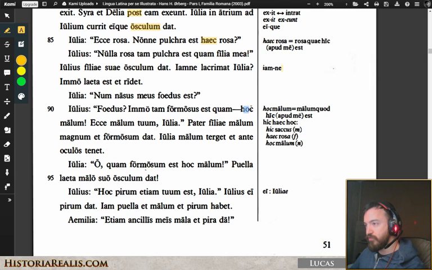So this is still these are here. So malum is the apple. So he stops and he says, on the contrary, it's as beautiful as this apple.